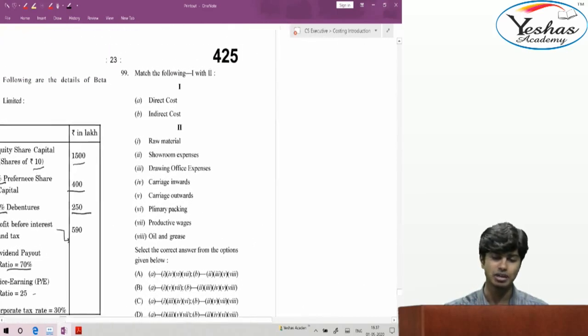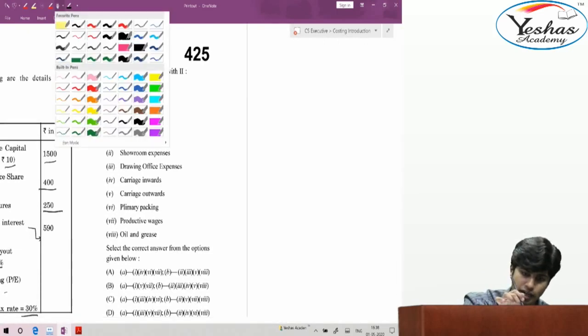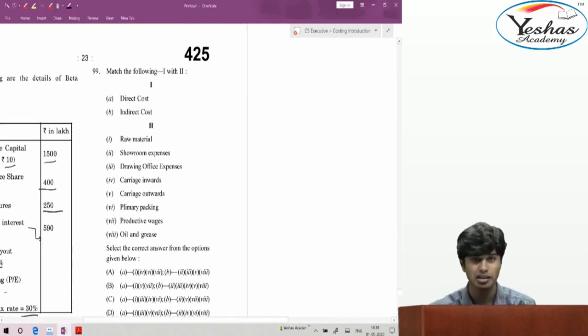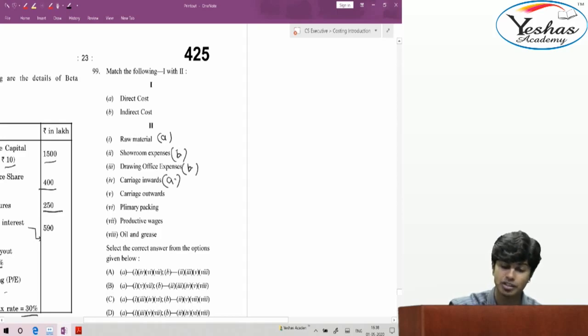Come on, let's do question number 99. So what are direct costs? Direct costs are the items which are directly attributable to the product, and we can see and identify them on the face when we see the product. Raw material is a direct cost. Showroom expense is indirect cost. Drawing office expenses, indirect cost. Carriage inwards, to bring the goods inside, direct cost. To take the goods outside, indirect cost. Preliminary packing, direct cost. Production wages, direct cost. Oil and grease, indirect cost.